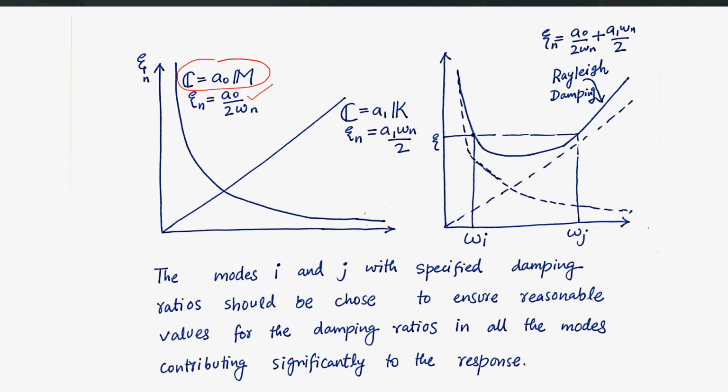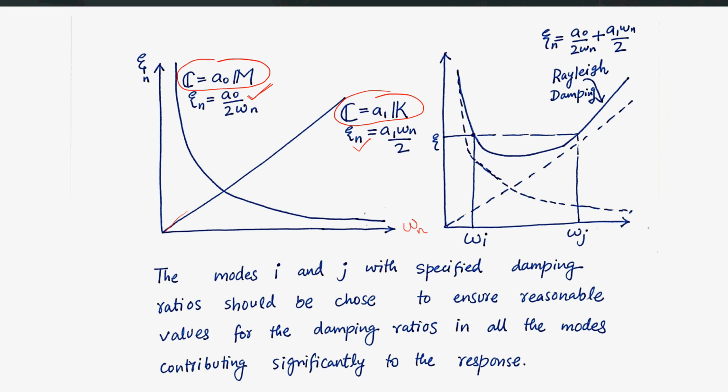So if you plot the modal damping ratio with respect to omega, which is the natural frequency, you will see this trend. Obviously they are inversely proportional, so the line will go like this. In the stiffness proportional damping case, the modal damping ratio is directly proportional to omega n, so the line will be directly proportional like this.